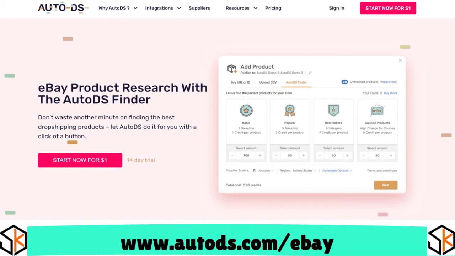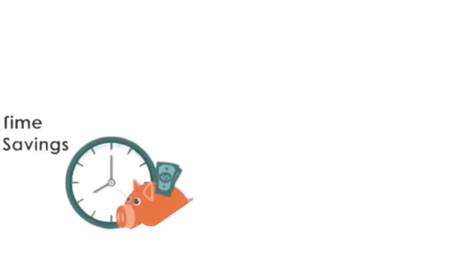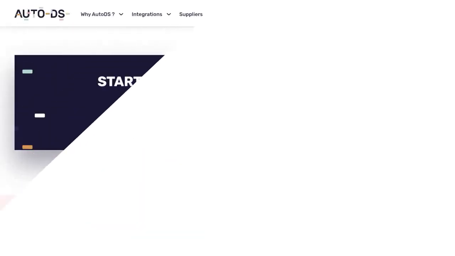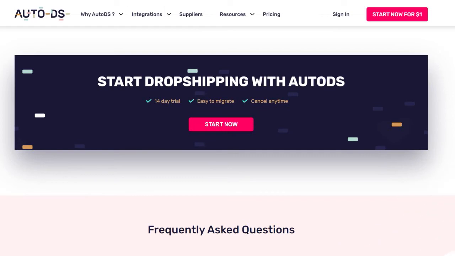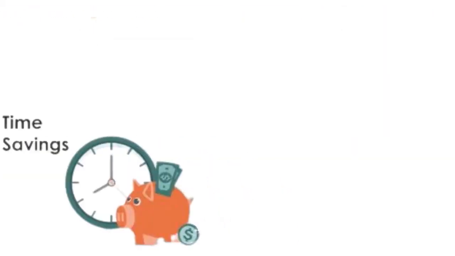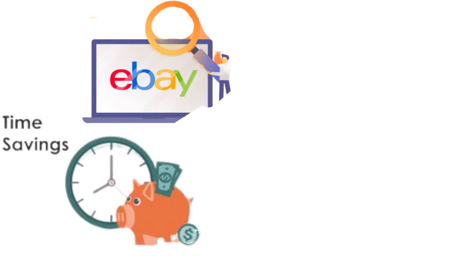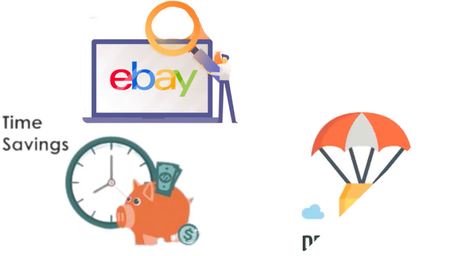So what we love is that AutoDS offers a lot of benefits. The cool thing is that you can save time. In other words, you can list thousands of hot dropshipping products within an average of 30 seconds to 2 minutes. Okay, and it's really important also to look at the quality. So their eBay product research tool scans over 40 to 50,000 dropshippers and over 1 million products per day to find the best dropshipping products for you to sell.